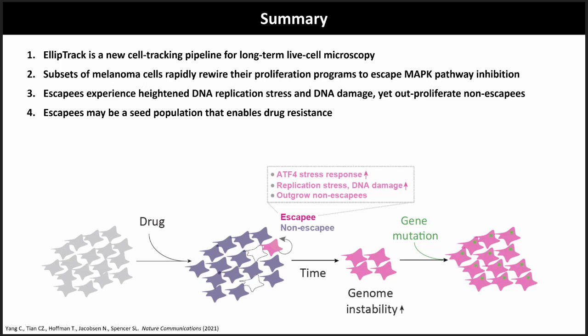So a remaining question is just how widespread are these phenomena of rapid drug escape and associated DNA damage? Could this be happening for multiple MAP kinase pathway inhibitors in multiple different types of cancer? If so, I think this could inform the way the field thinks about the origins of drug resistance and about how MAP kinase pathway inhibitors are achieving their therapeutic effect. And these are questions we're interested to follow up on.